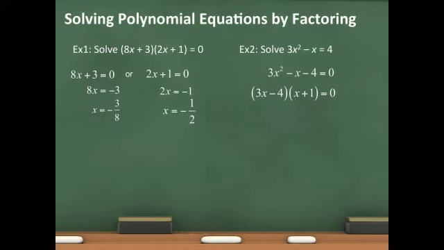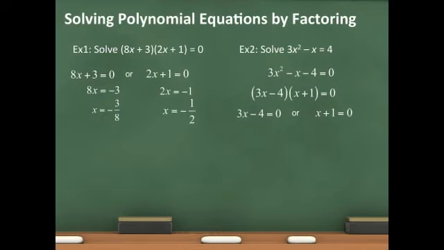Now we move on to step 3, which is to use the zero factor property. To do this, you take each binomial and set it equal to 0. This will give you two equations, 3x minus 4 equals 0 and x plus 1 equals 0.